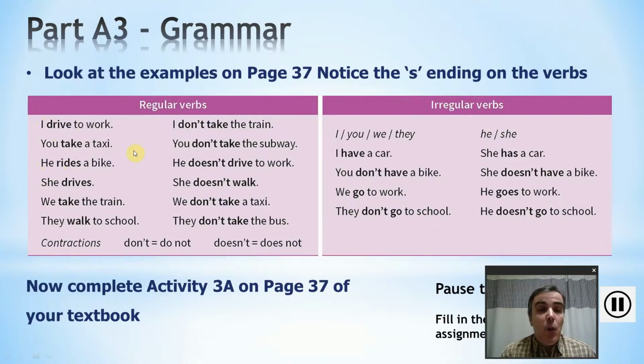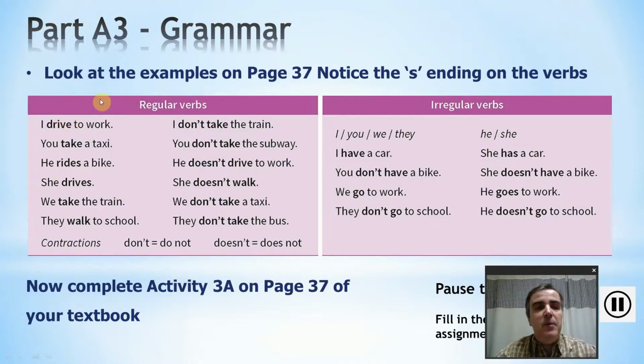And what we use this for, well, it depends on who we are talking about. So let's use the word drive. Now, if it is I, it is drive. If it is you, it is drive. If it is we, it is drive. If it is they, we use drive. However, when we're talking about other people, he or she, we're going to change that verb into drives. It's adding that S ending.